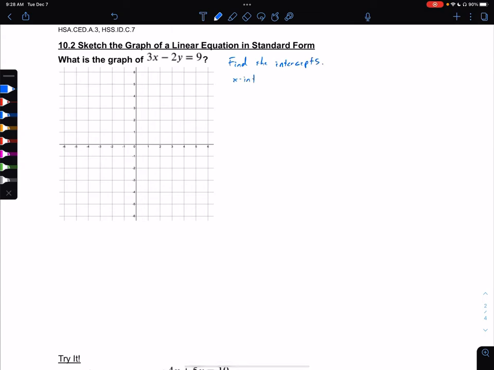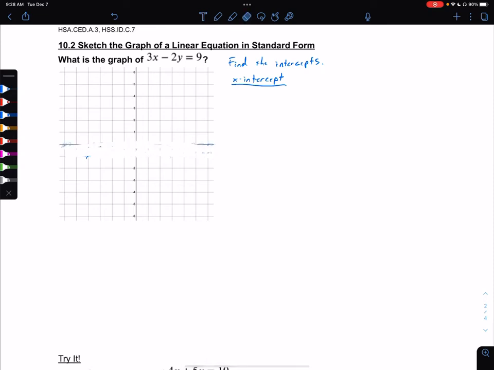So let's start with the x-intercept. If you think about any points that are on the x-axis, the x-intercepts, what's true is that y is always 0. So like this point here would be 1, 0, this would be 3, 0, 6, 0, negative 4, 0, and so on. And what you'll see is that y is always equal to 0.